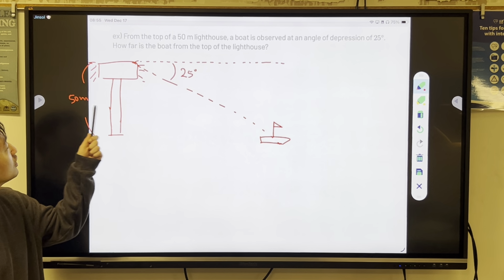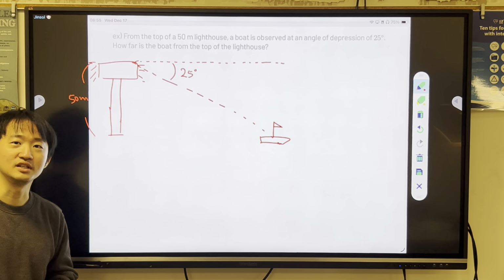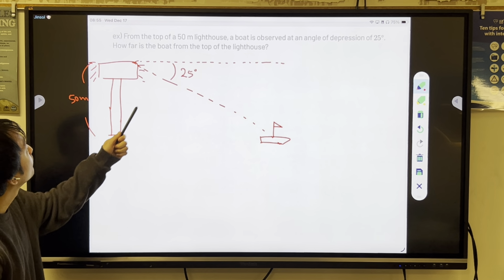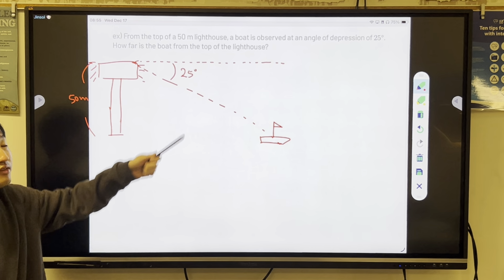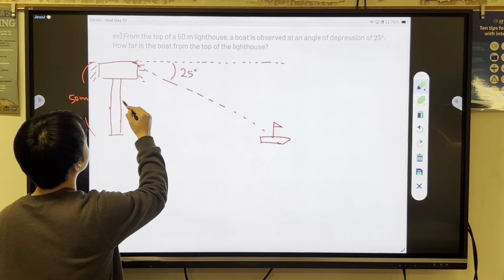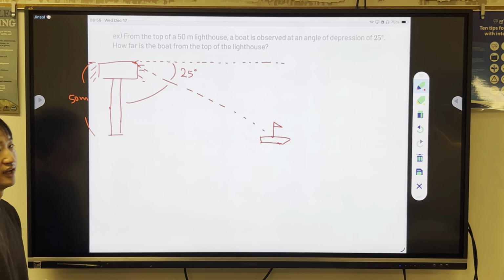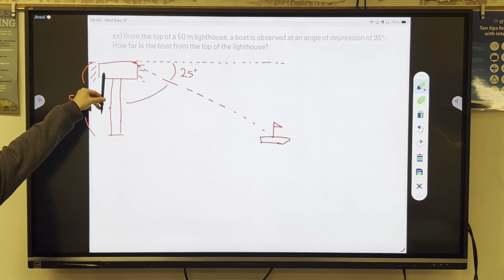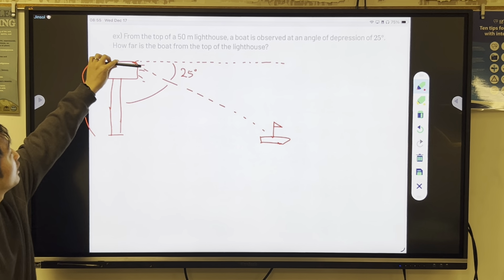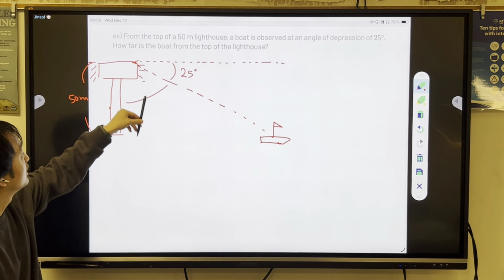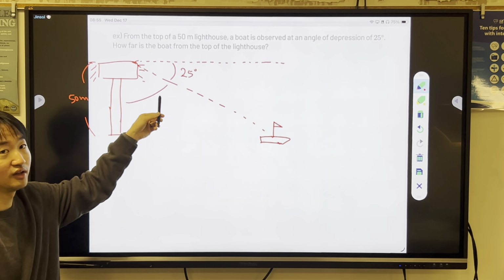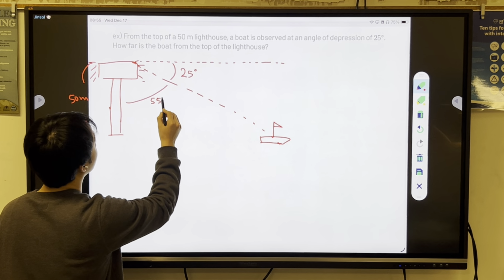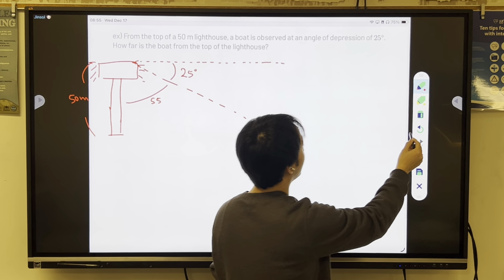Now, it's quite difficult to see how we can construct a triangle in this case. So perhaps instead of using the 25 degrees, we can quickly calculate this angle, right? Because if we assume that the lighthouse is standing up straight and we have a horizontal view like that, that's a right angle. So then the other side of the 25 degrees must be 65 degrees.